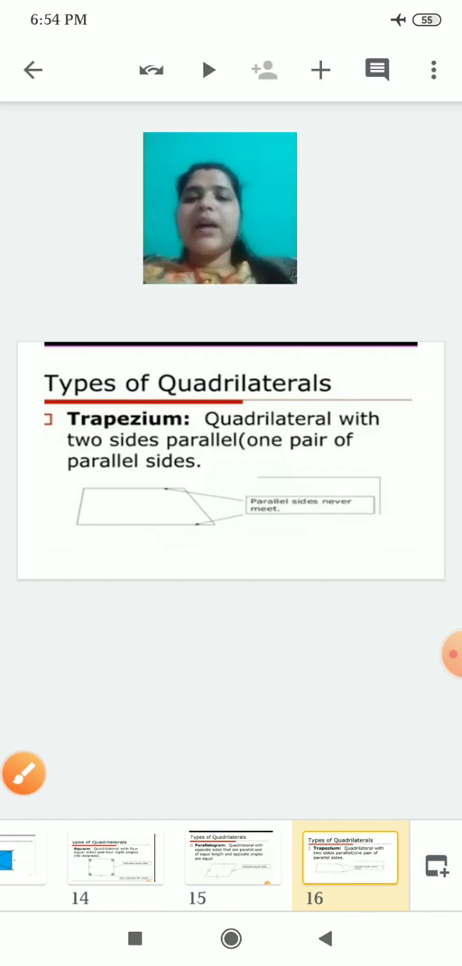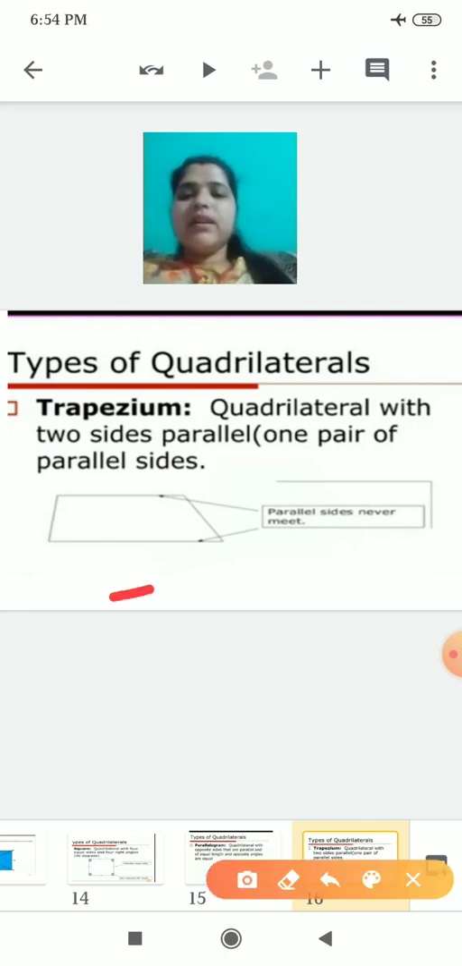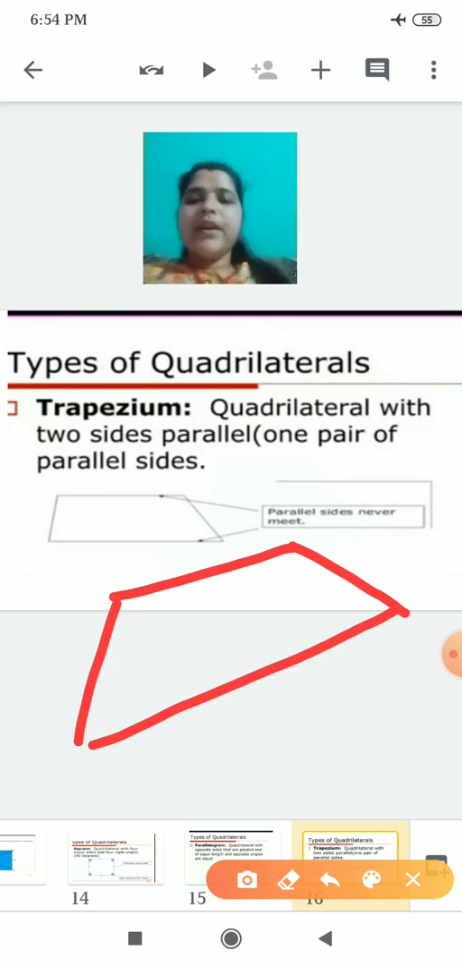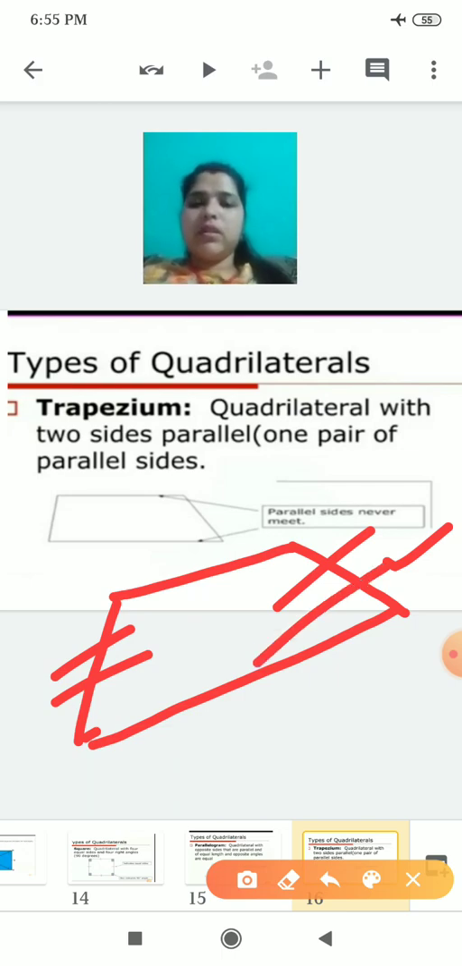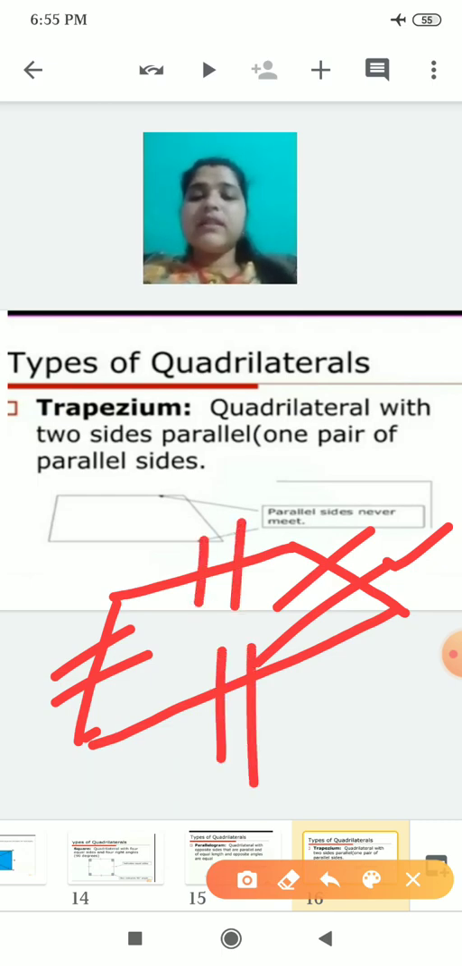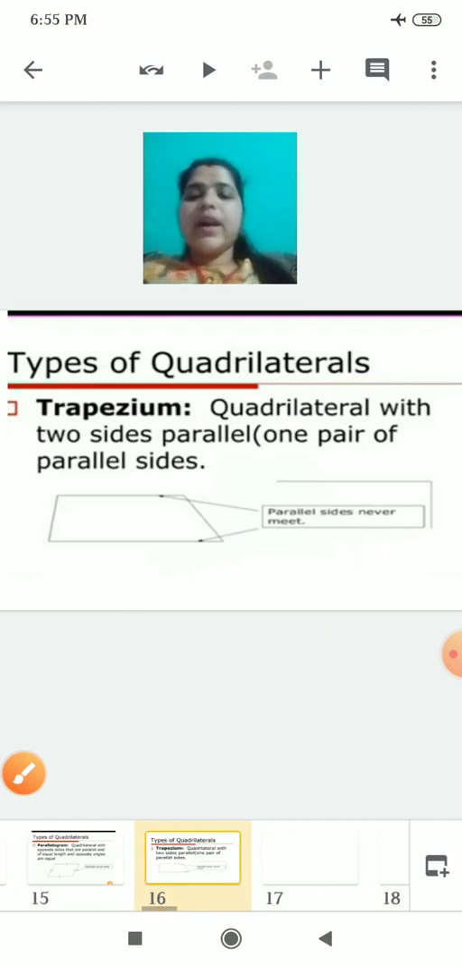Now we have another type of quadrilateral, the trapezium. What is a trapezium? You can see here, this is the shape of a trapezium. Its parallel sides never meet. It is a quadrilateral with one pair of parallel sides. This is parallel to this, you can say. No, sorry, this is parallel to this. It means in a trapezium two sides are parallel.